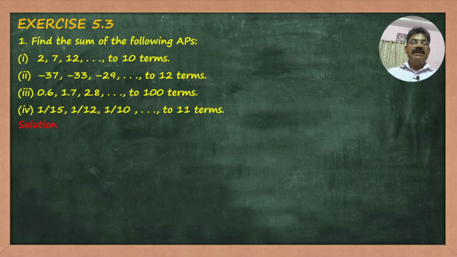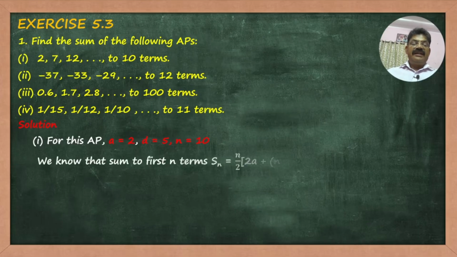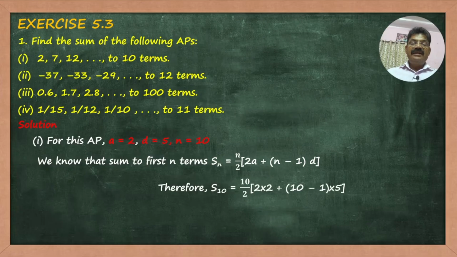Let us look at the first problem. a is equal to 2, d is equal to 5, and n is equal to 10. Therefore, in the formula Sn is equal to n by 2 into 2a plus n minus 1 into d, we substitute all the values. Therefore, S10 is equal to 245. So it is merely simplification. You must be able to find the value of a, value of d, and value of n. Then substituting these values, you can find S10. It is only simplification.